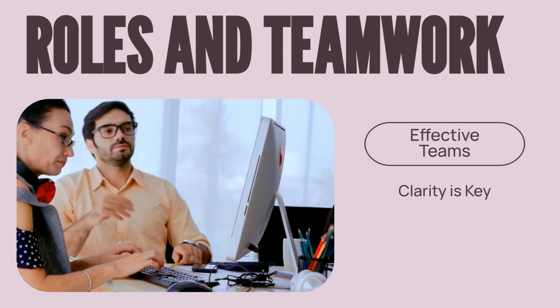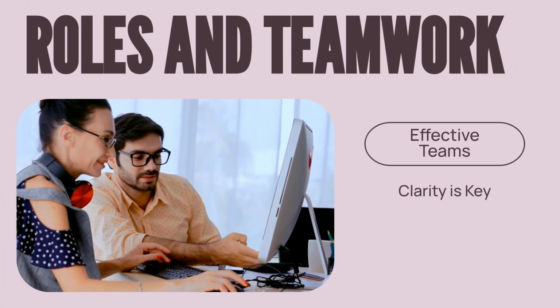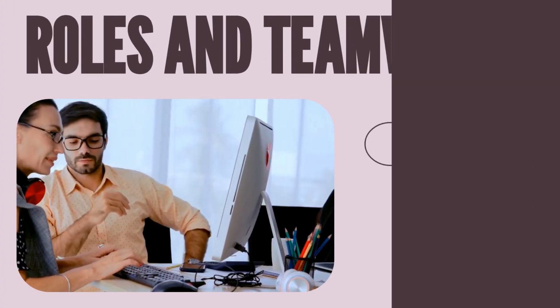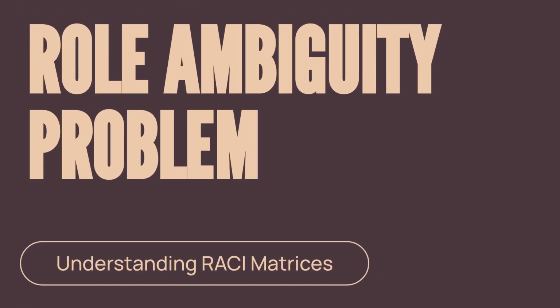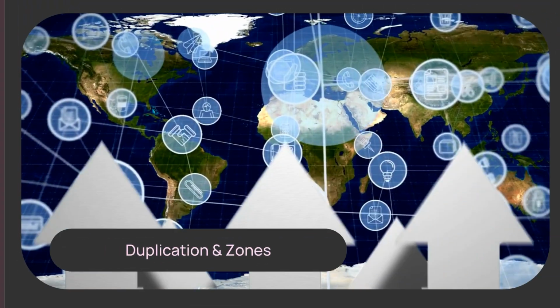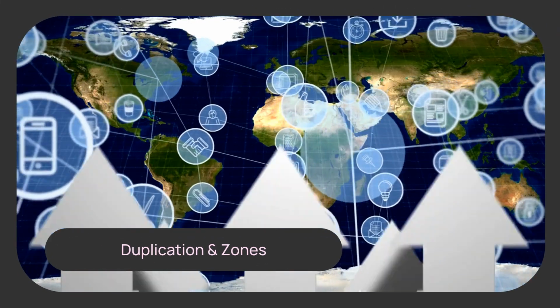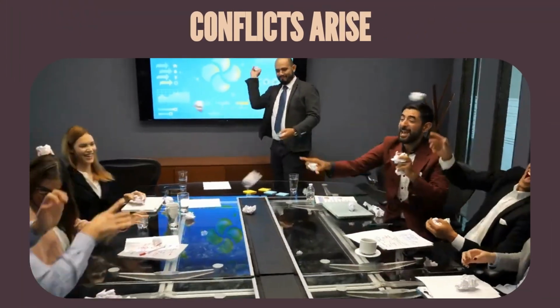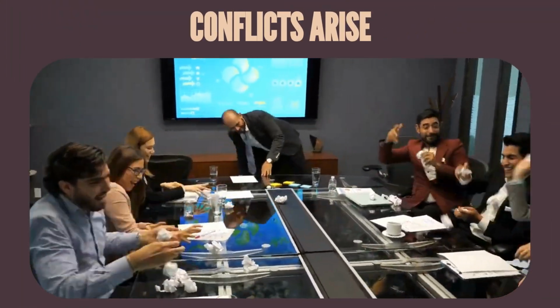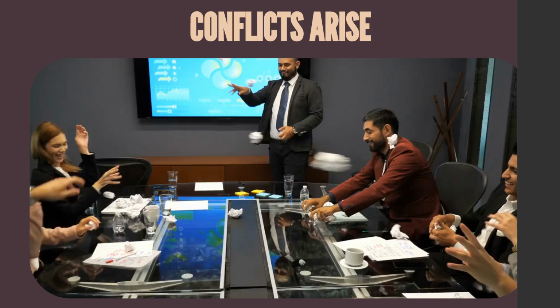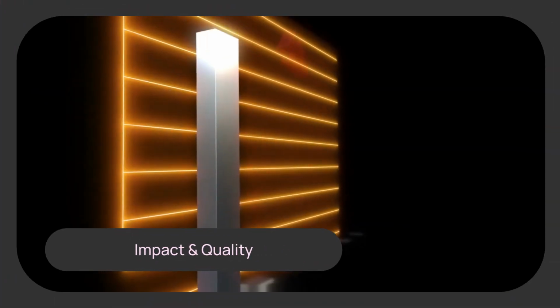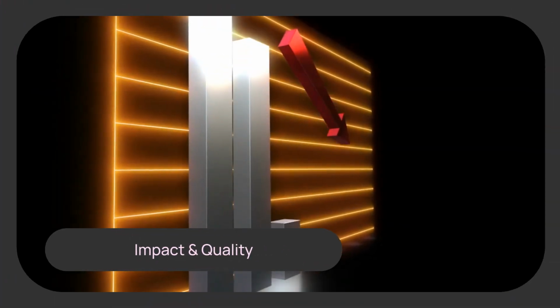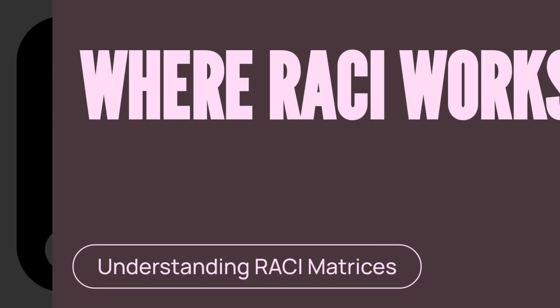Clear roles, responsibilities, and effective teamwork are essential for project success. Ambiguity about roles can lead to confusion, conflicts, and inefficiencies. Without clear roles, efforts can be duplicated or completely missed, leading to dead zones. Role ambiguity often results in conflicts and misunderstandings among team members. This ambiguity directly impacts deadlines and quality of work, leading to missed goals.